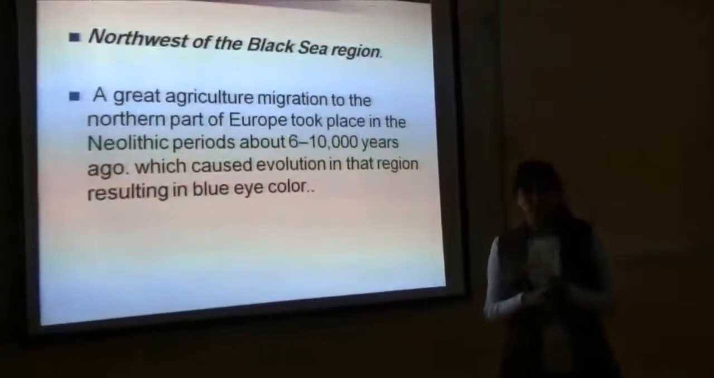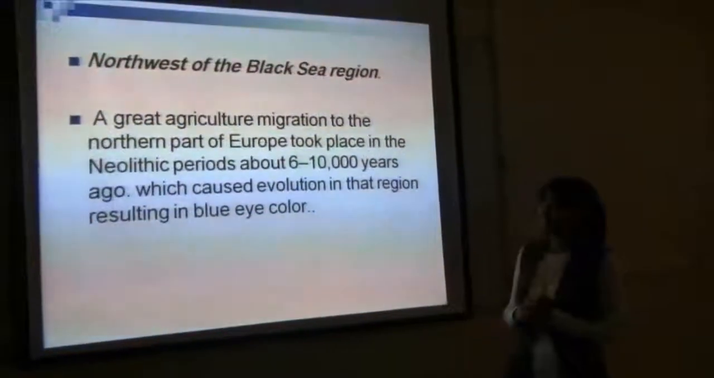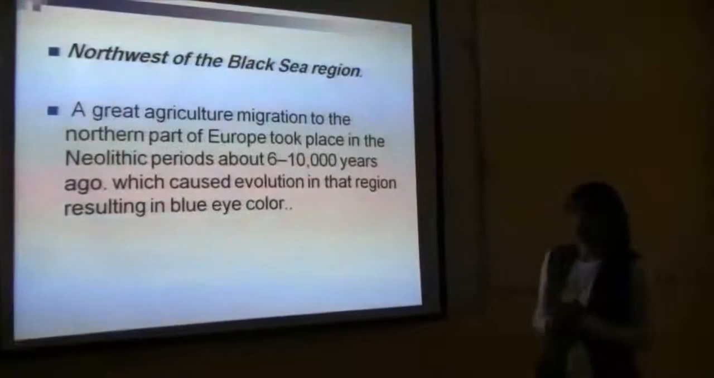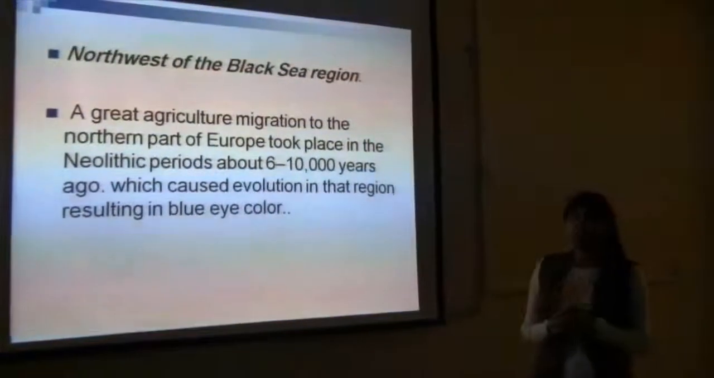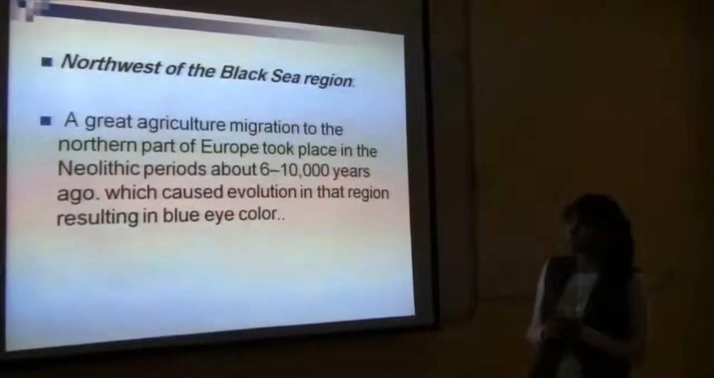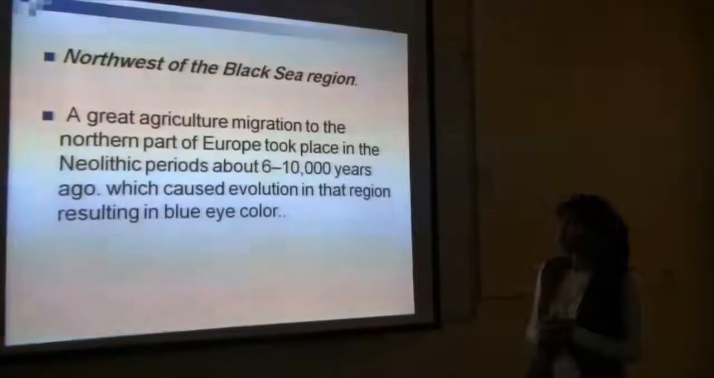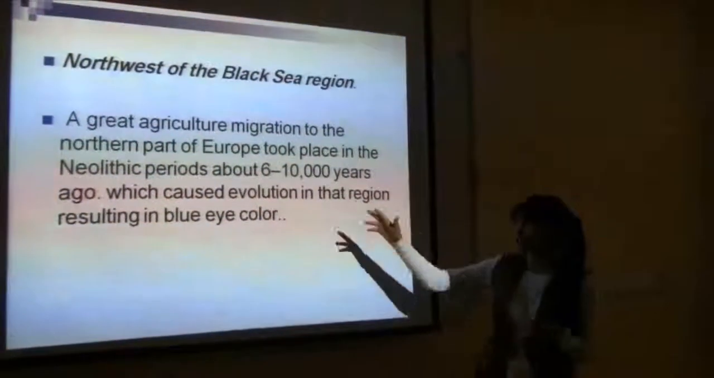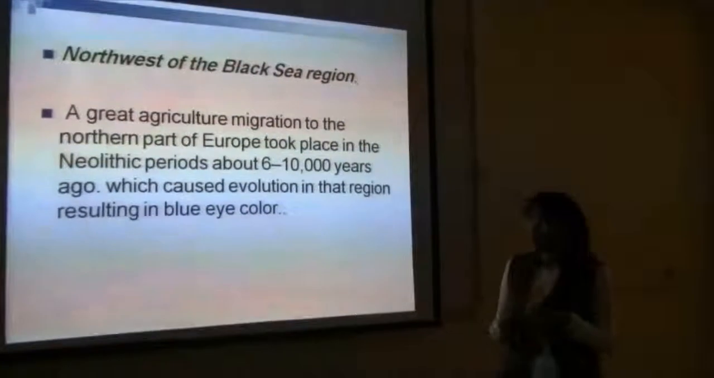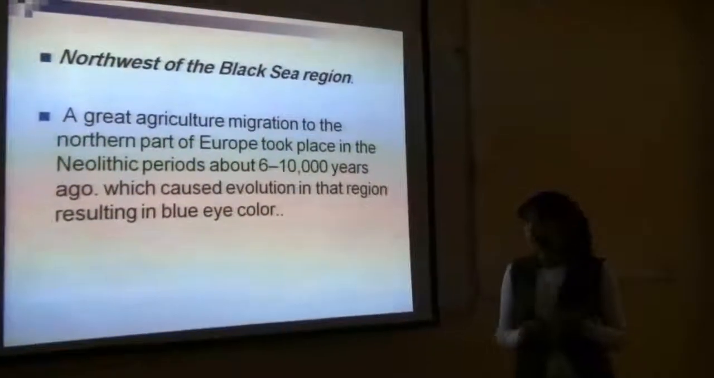This blue eye mutation started in the northwest of the Black Sea region. It started there because of the great agricultural migration to the northern part of Europe, which took place in the region about 6,000 to 10,000 years ago and caused the evolution of the blue eye mutation.